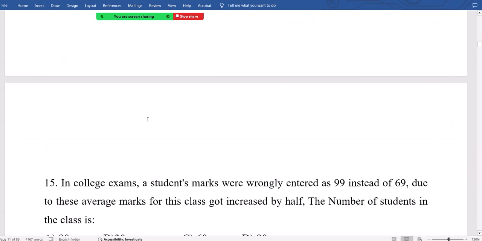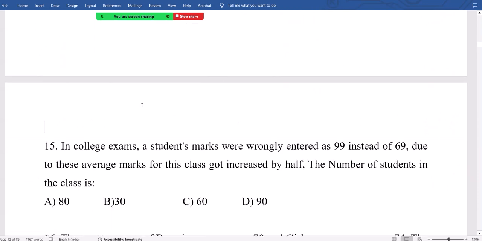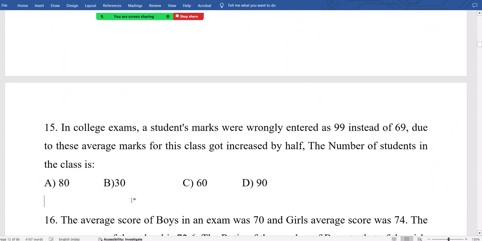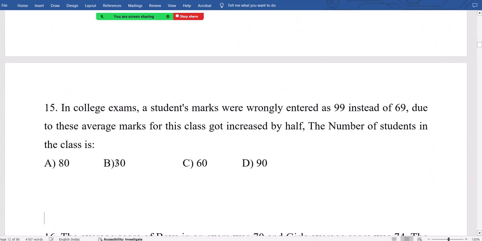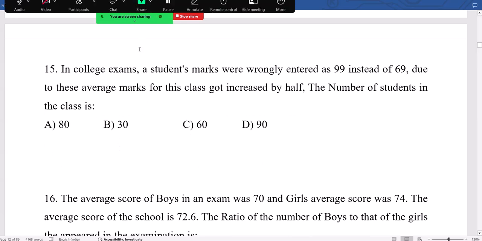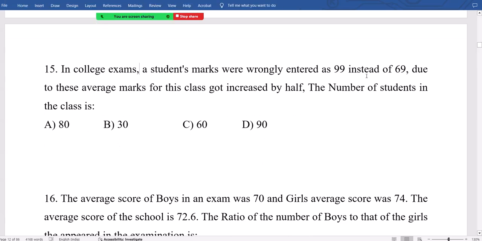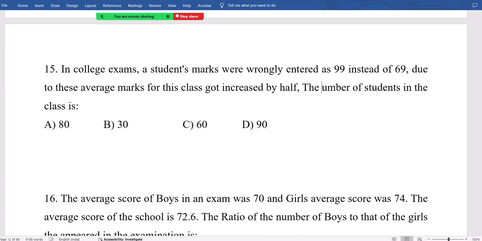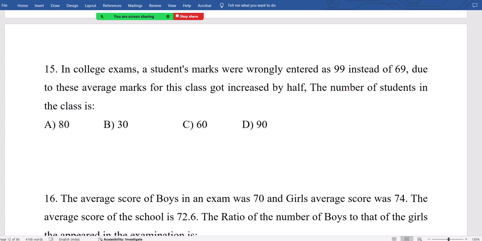Excellent. Now look into this 15th question. Averages. One of the students said clearly that they are asking averages. Here in a college, the student's marks were wrongly entered as 99 instead of 69. 69 is the correct marks, but you marked 99. You added 30. Guys, listen.